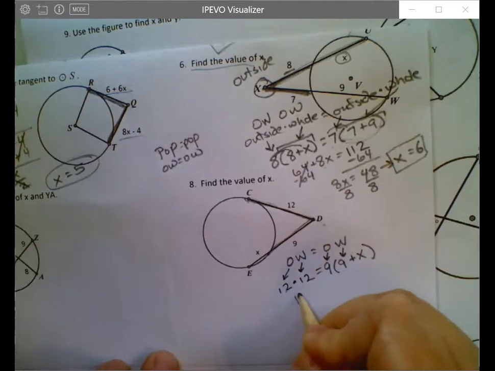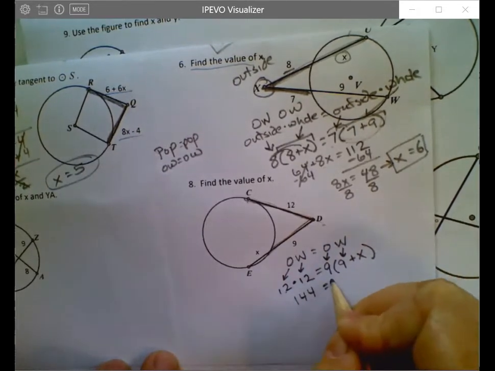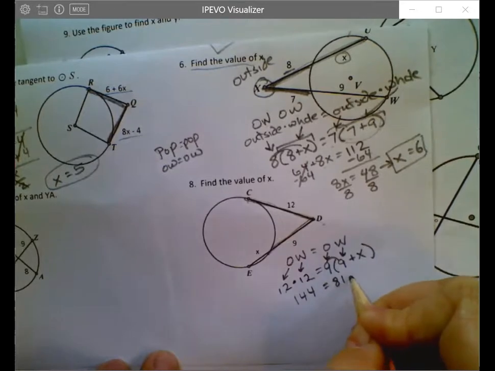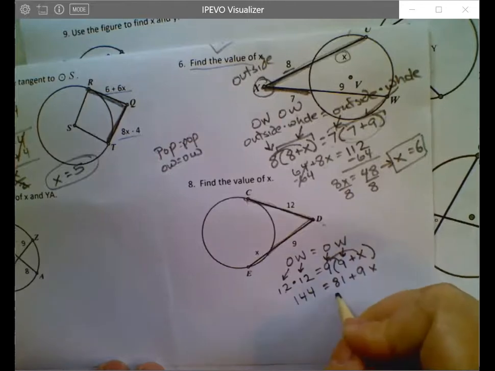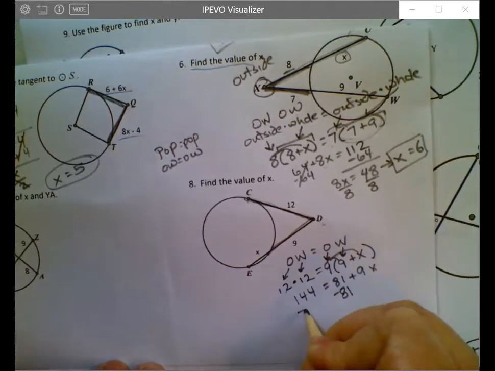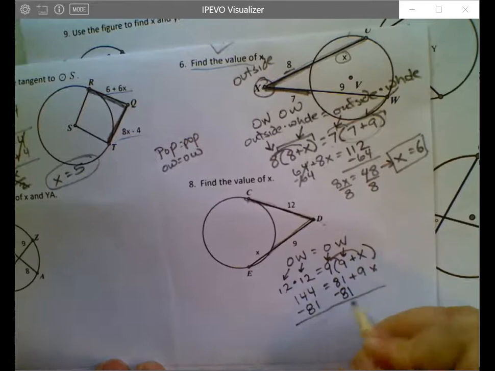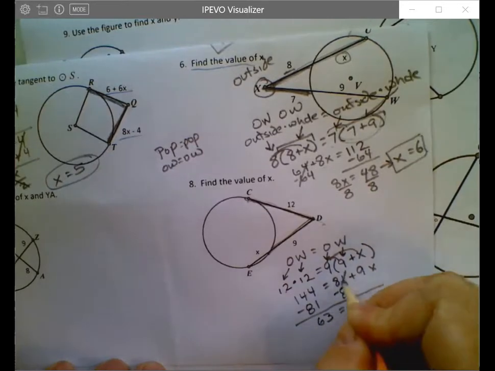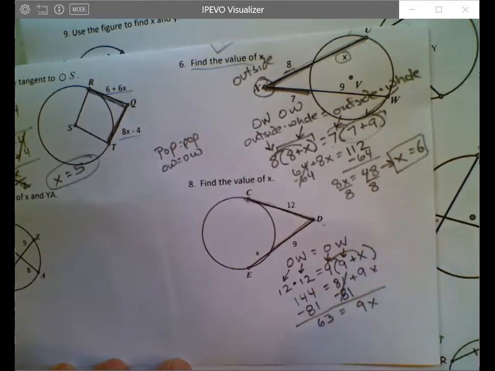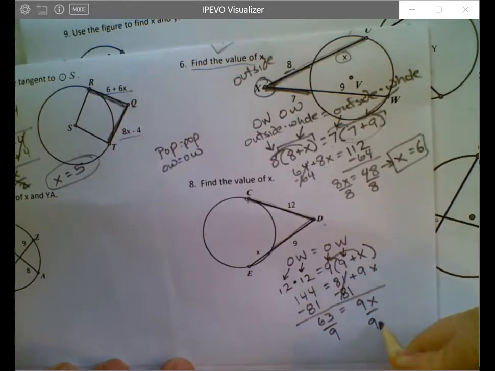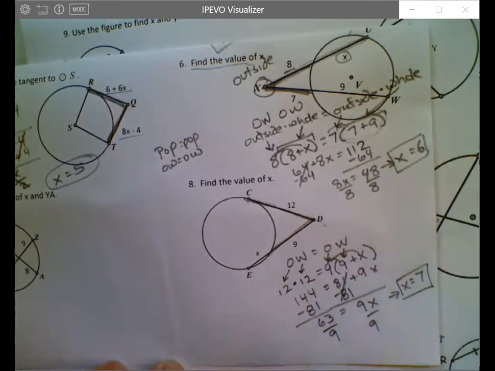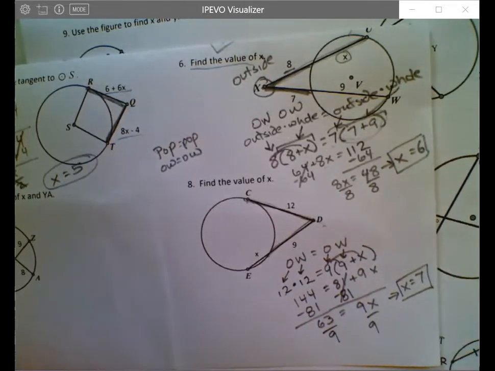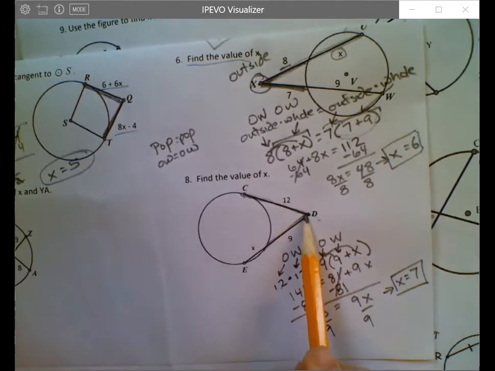12 times 12 is 144. I'm going to go ahead and distribute here. That's 81 plus 9x. Subtract 81. That gives me 63 equals 9x. And divide by 9. Gives me x equals 7. So both of those use the ow, ow formula because the angle is outside of the circle.